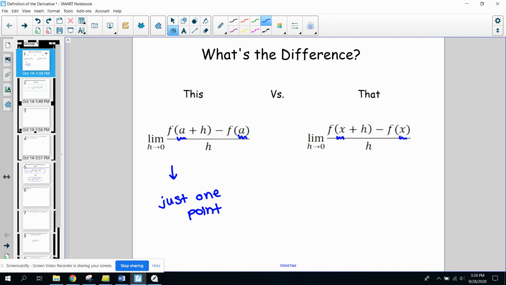When we're looking at the function on the right, because it has an x involved and not an a, this is a function that's representing all solutions. So what that means is that there are infinitely many points that are contained in that formula. So when we want just one point, we have the a, and when we want the entire function, we have the x.